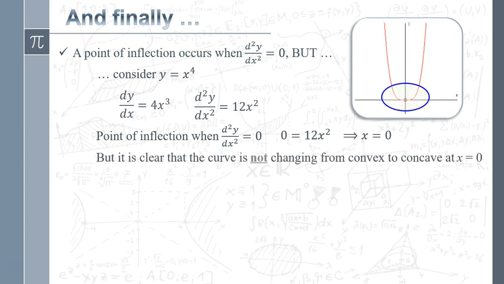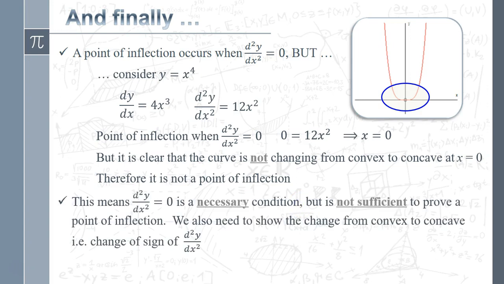But we can see that at x equals 0, our theory tells us we've got a point of inflection, but there is no point of inflection there. This curve is entirely convex all the way around. It's not going from convex to concave. It's not changing. So it's clearly not a point of inflection at x equals 0. So we've got to be a bit careful, because d squared y over dx squared equals 0 is a necessary condition, but on its own it's not sufficient to prove we've got a point of inflection. To prove we've got a point of inflection, we've got to show a change from convex to concave.